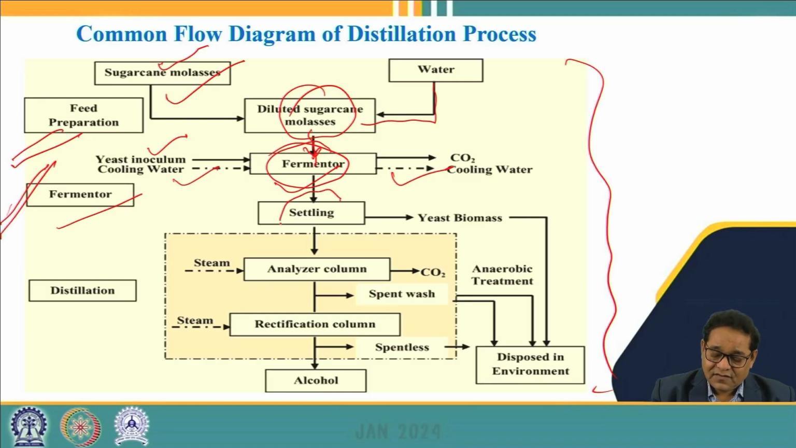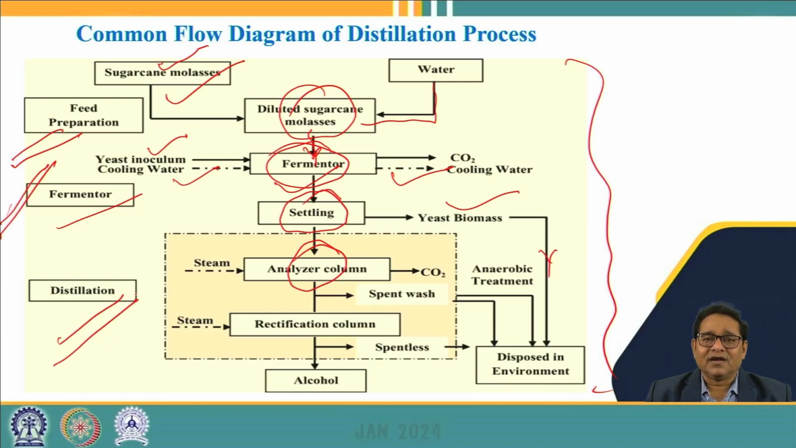Then this is settled or filtered, because it will contain a lot of yeast culture, yeast inoculum, so it has to be filtered out or settled out. And this yeast biomass has to be removed and disposed of into the environment. After this, the filtration and settling operation is performed for removal of the yeast from the rest of the liquor. The rest of the liquor then goes to another stage, that is called distillation.